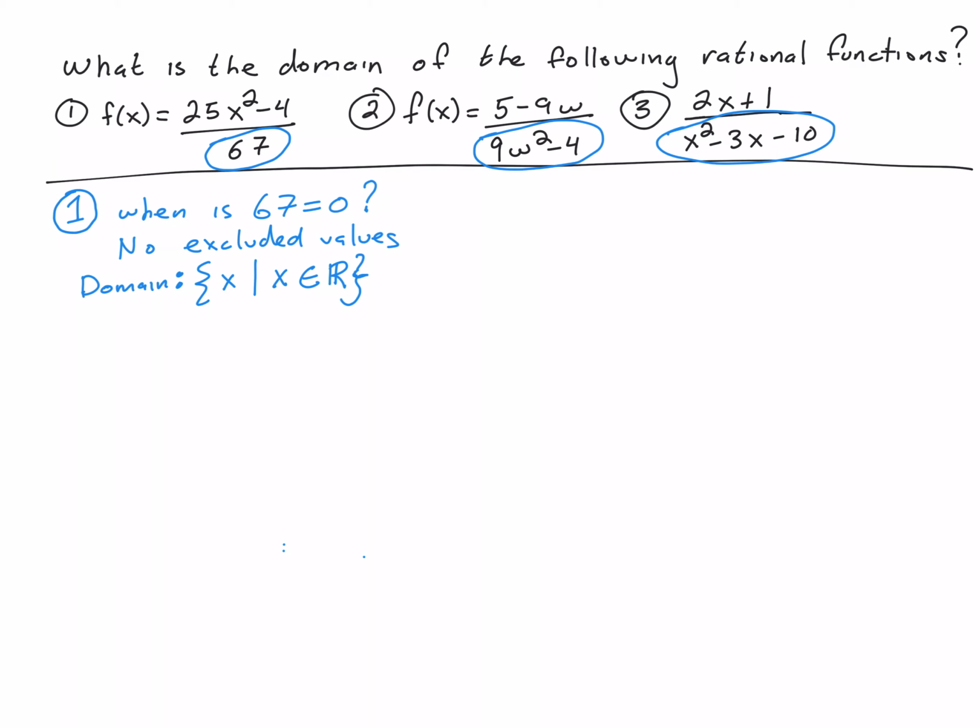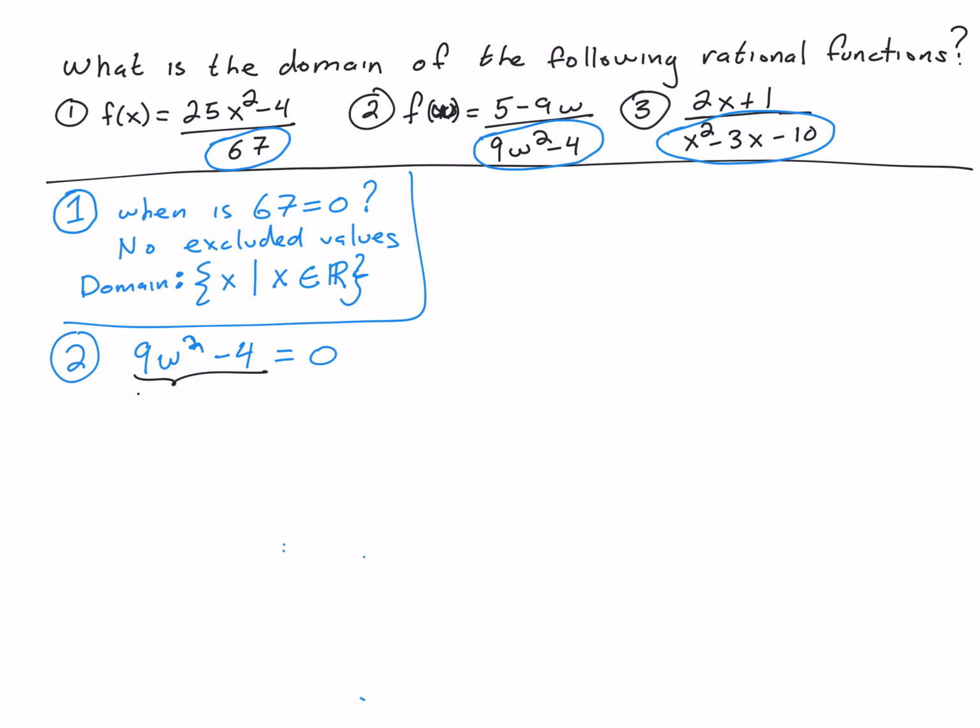Now the second one here, actually this should be f of w, sorry. Okay, so for the second problem, it's a little bit different because if you ask yourself the same question, when is the denominator, which is 9w squared minus 4, equal to 0? This you actually can solve. So the first thing you need to do is factor. 9w squared minus 4, you might remember, is a difference of squares.